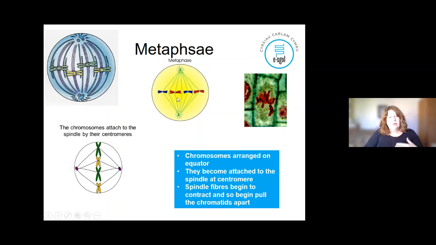And then what begins to happen in metaphase is the spindle fibers, which are made of this protein, I'll say a little bit more about that later, begin to contract. And as that protein contracts, it pulls the chromatids apart from each other. Okay, so that is what is just about to begin to happen in very, very late metaphase.